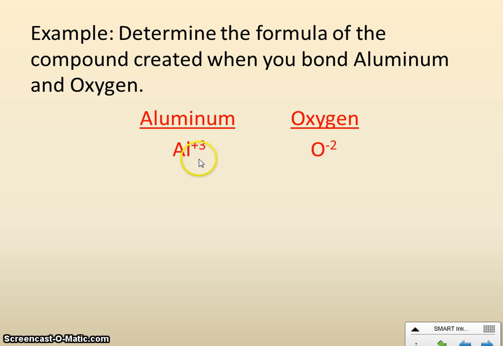Okay? So what do we need more of? We need more negatives, right? So we better add another oxygen ion. So now we have plus 3, and we have minus 4 total over here, right? Minus 2 and minus 2 is minus 4. So now we have too many negative charges. So what do we do? We add another copy of our aluminum ion.